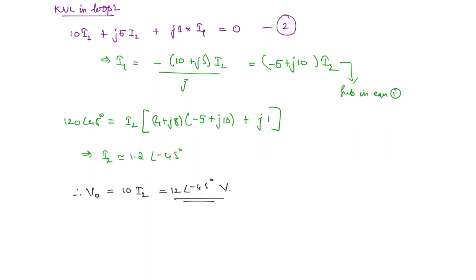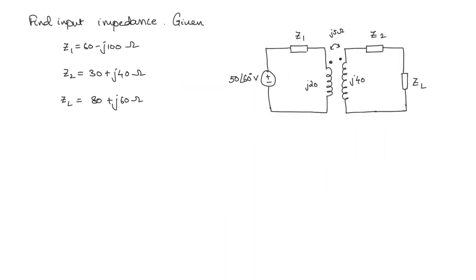The next question we have, find input impedance given Z1, Z2 and ZL. Z1, Z2 and ZL are given in the circuit. So what is meant by the input impedance? Input impedance is always seen through the input terminals. Wherever the source is there, that side will be the input. So we have to now find Z input like this. So we will see how to do that.